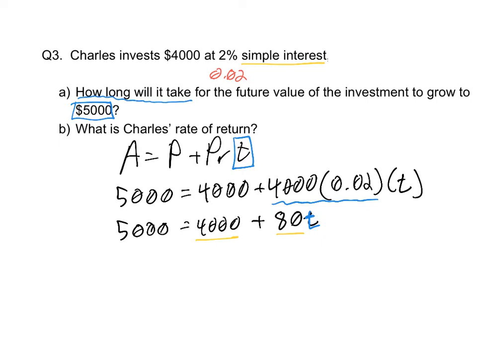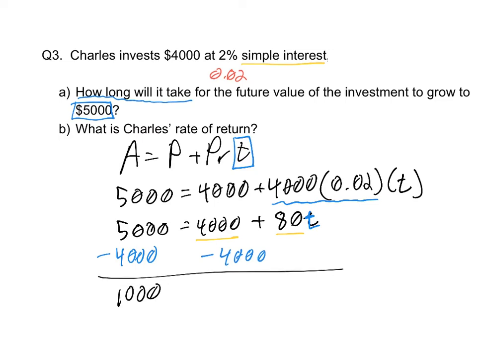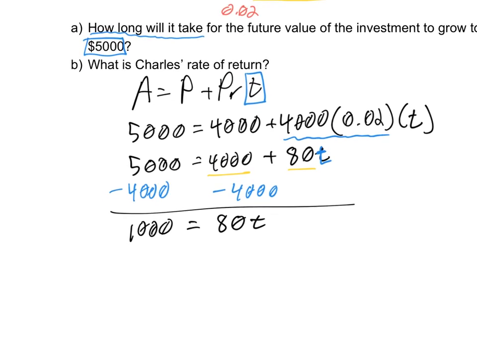So we're going to subtract 4,000 from the equation on the right and subtract 4,000 from the equation on the left. Now, when we do that, 5,000 minus 4,000 leaves us with 1,000 on the left-hand side. On the right-hand side, 4,000 minus 4,000, well, that's just 0. And I don't have to write that down. So 0 plus 80T, that's the same thing as just saying 80T.